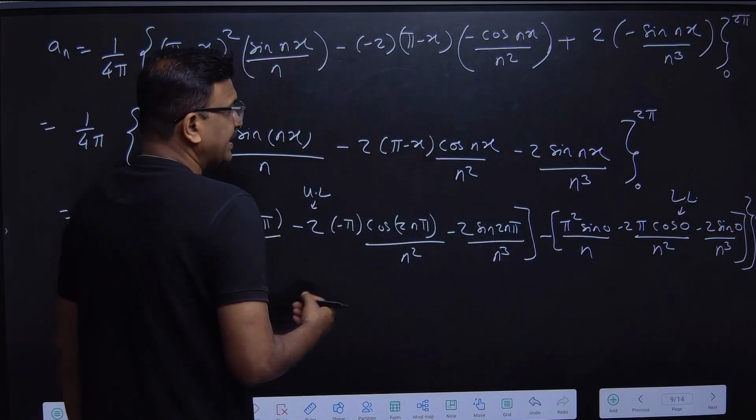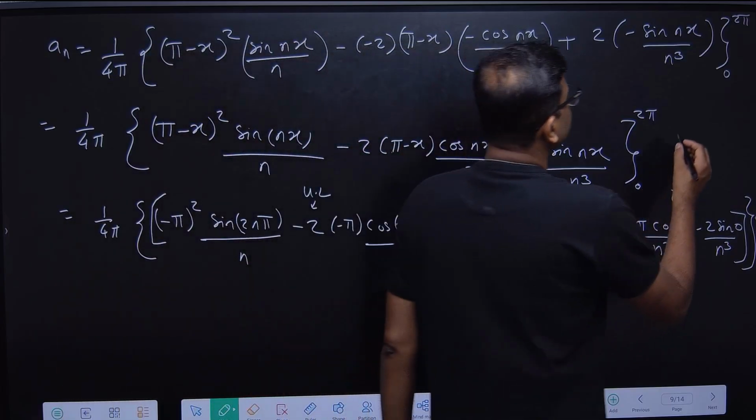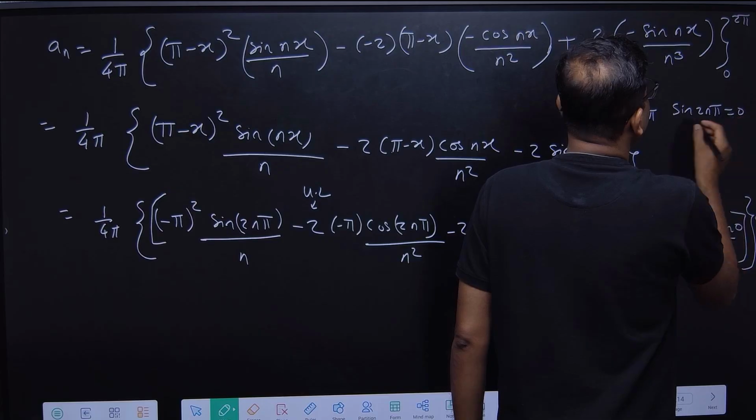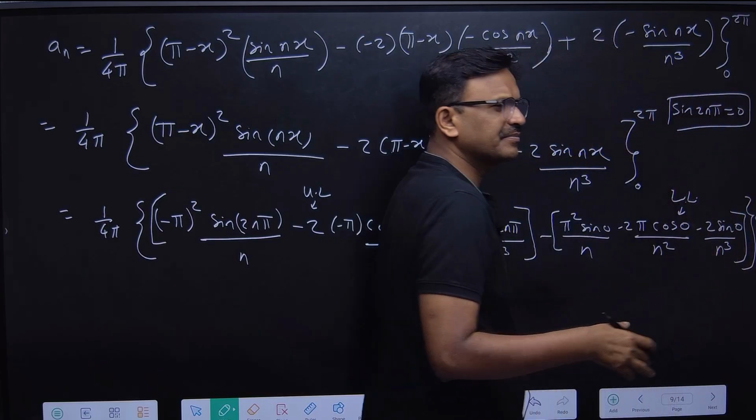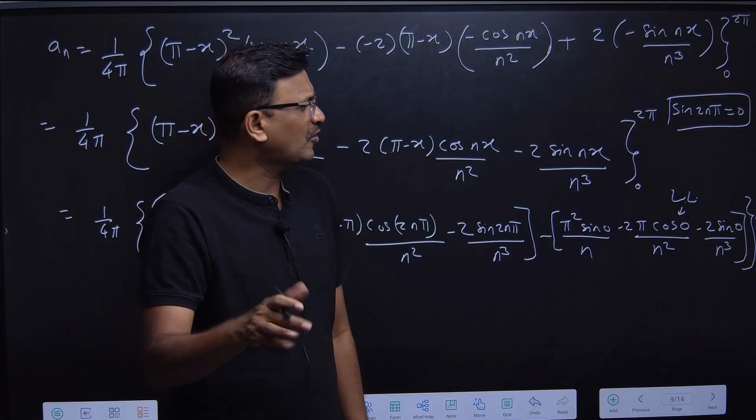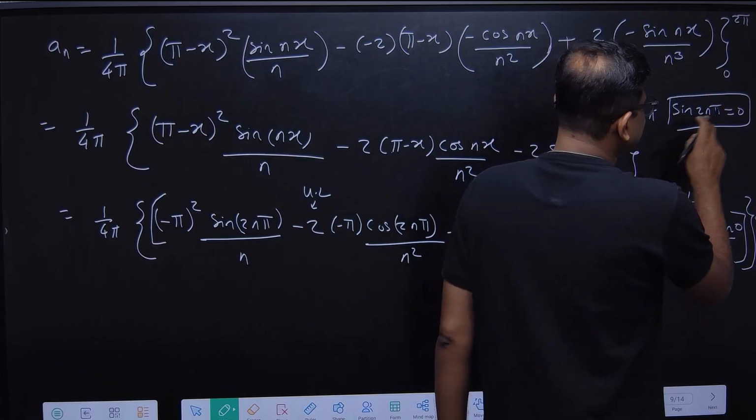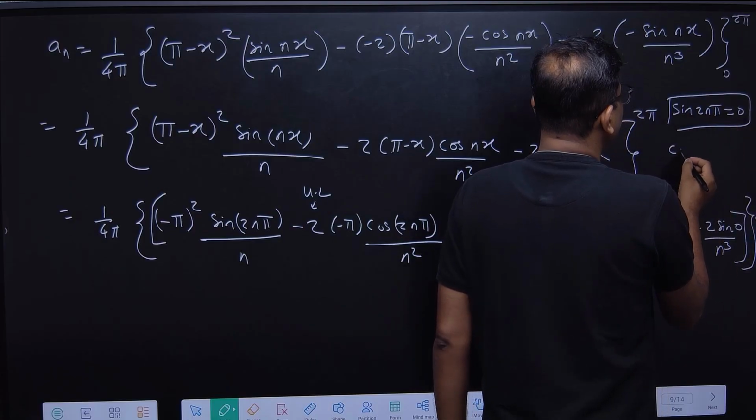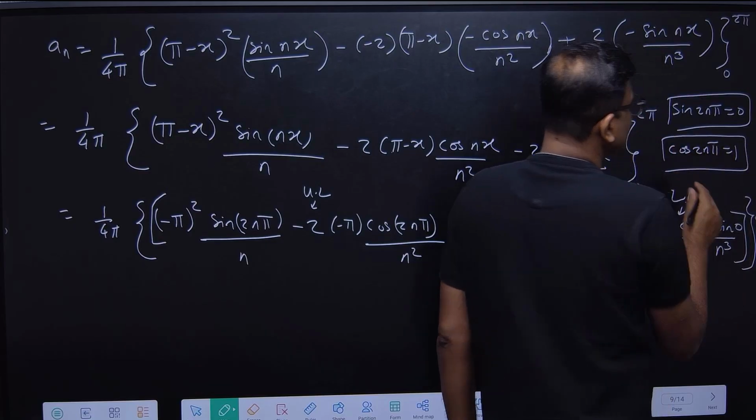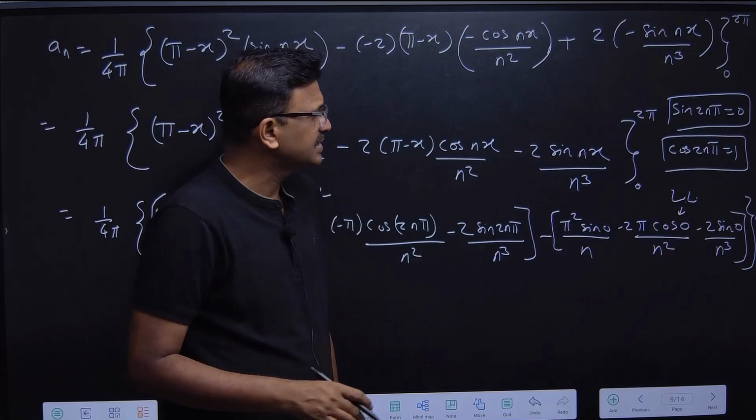Now remember, in general, that sine of 2n pi is 0 for any integer value of n. Sine pi, 2 pi, 3 pi, 4 pi, all of them are 0. Sine 2n pi, sine 2 pi, sine 4 pi, sine 6 pi, all of them are 0. So you can remember this as a standard formula. Sine 2n pi is 0, whereas cos 2n pi is 1. Cos 2 pi, cos 4 pi, cos 6 pi, all of them are 1.